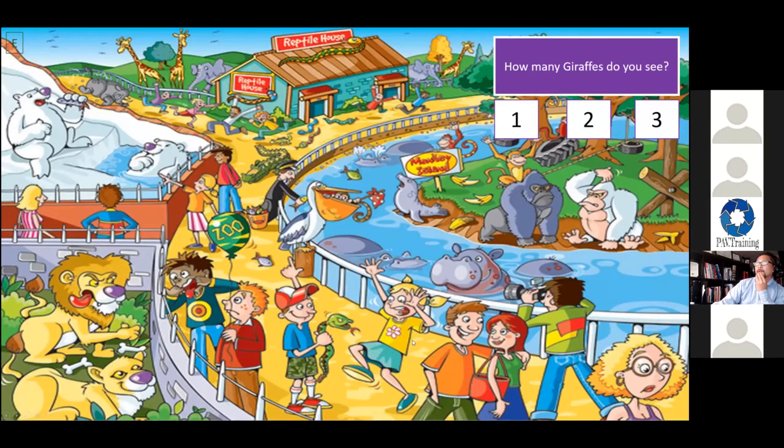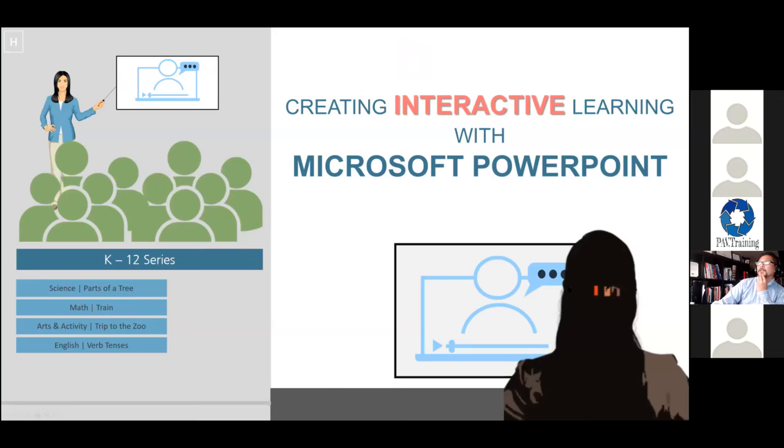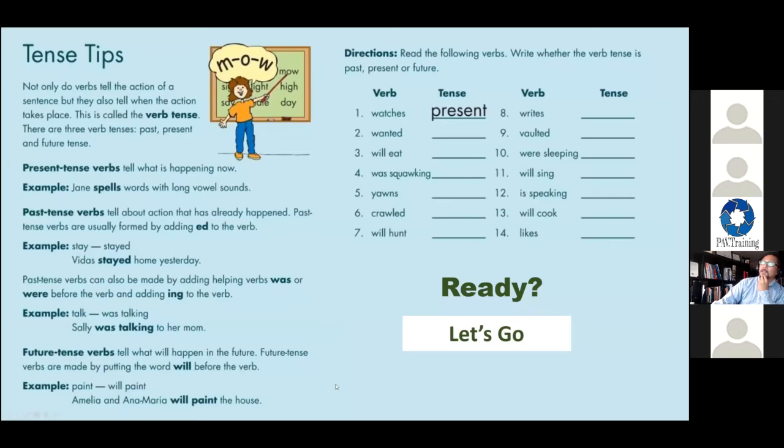La pregunta es ¿cuántas jirafas ves? Si uno responde 1 sería incorrecto, pero si responde 3 sería correcto. So you can indicate 1, 2, and 3. Then we continue. And now let's go to tenses. Again, it is the same format as you have been teaching before. Nothing is changed.